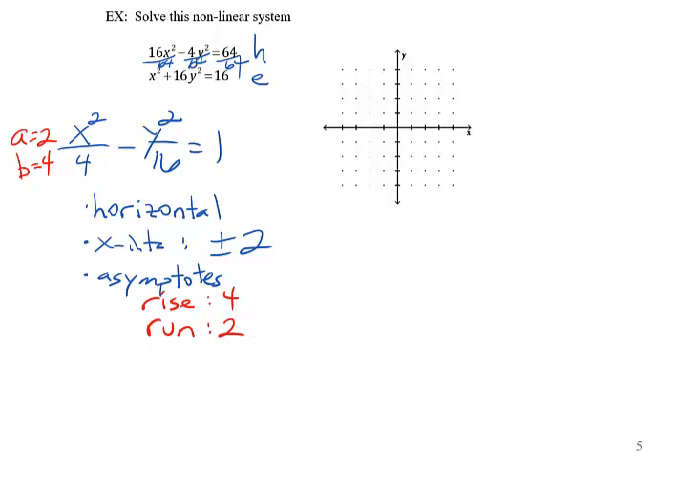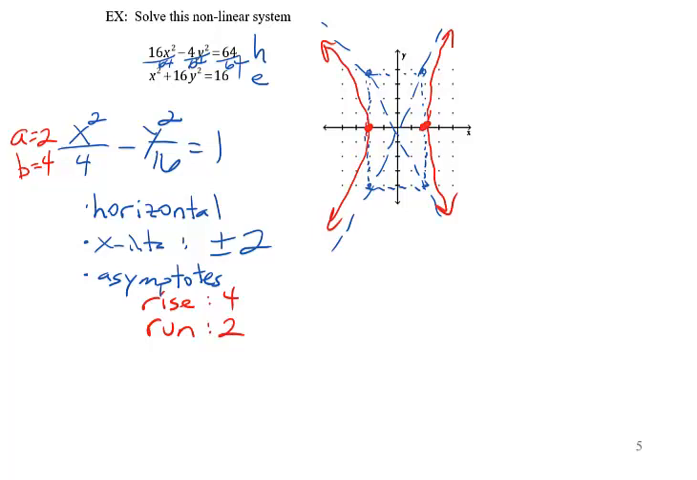Going to the picture then, we're centered at 0, 0, like all our hyperbolas. And I need to go up and down 4 and side to side 2 in all 4 directions. So up 4, right 2, down 4, right 2, up 4, left 2, down 4, left 2. There's my rectangle that I can draw. And then I can connect the corners to draw my asymptotes. My x-intercepts are at positive 2 and negative 2, and then I just need to draw in the hyperbola in such a way that it looks like it's becoming the asymptotes, or getting really, really close to the asymptotes at the ends.